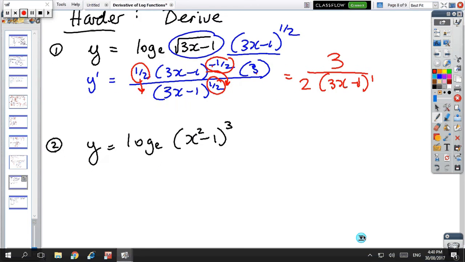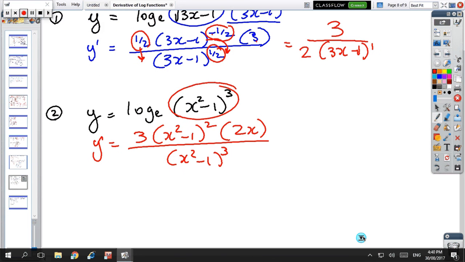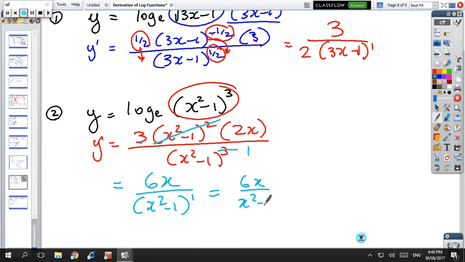Okay, so the next one. So y dash equals, the derivative of that is multiply by the power, leave the bracket, subtract 1 from the power, multiply by the derivative of the bracket, divided by the function x squared minus 1 cubed. Okay, so then what we can cancel out. So that kills 2 of them and leaves 1 behind, and that's it. 3 times 2x is 6x over x squared minus 1 to the power of 1, which is the same. So that's just 6x over x squared minus 1. Okay, so copy that when you're ready to come across.